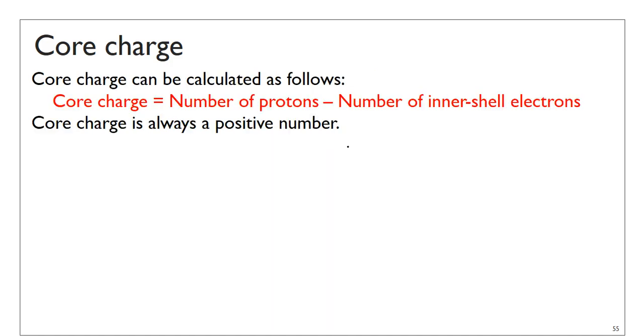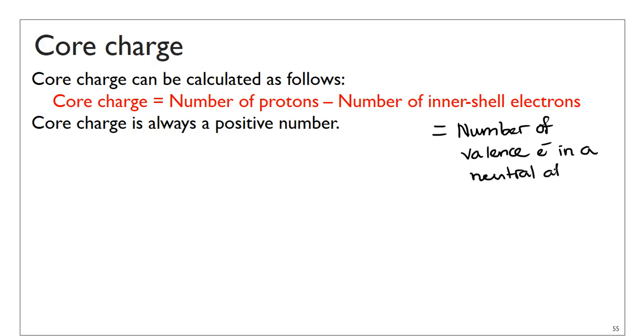So one way to calculate core charge is the number of protons minus the number of inner shell electrons, and obviously this is also equal to the number of valence electrons, given that we have a neutral atom. So the number of valence electrons in a neutral atom.